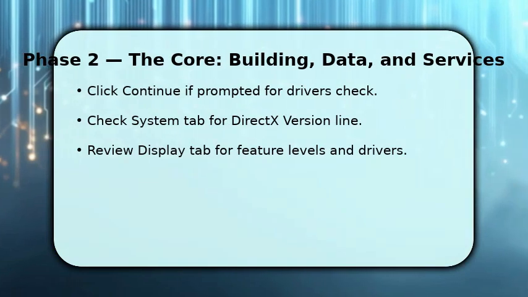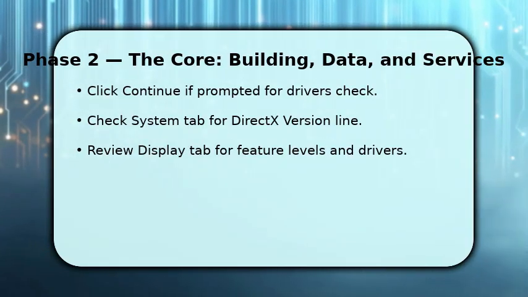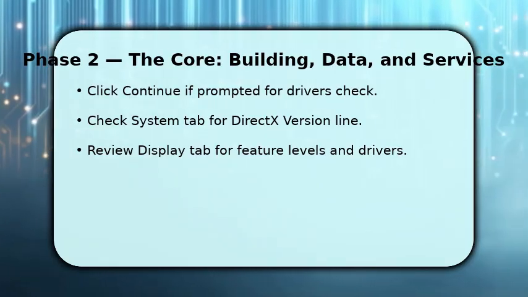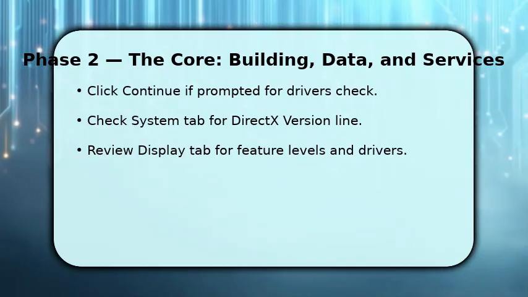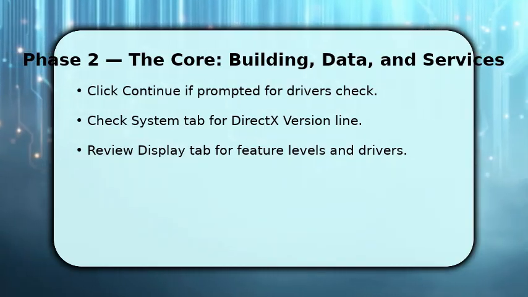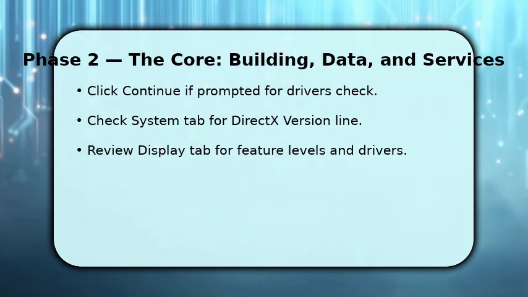Now, in DxDiag, allow any driver verification prompts. It helps confirm system integrity. On the System tab, look for the DirectX version line. That's the quick answer. Next, switch to the Display tab to see feature levels, GPU model, and driver dates. This explains what DirectX features your hardware supports.